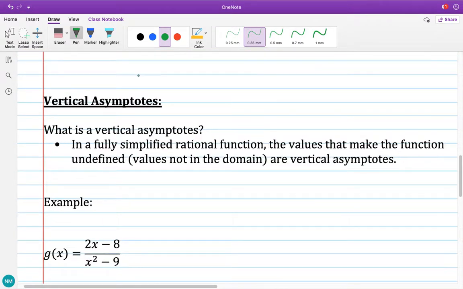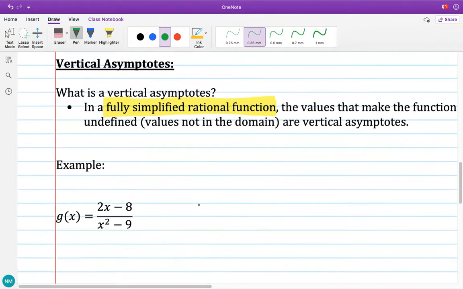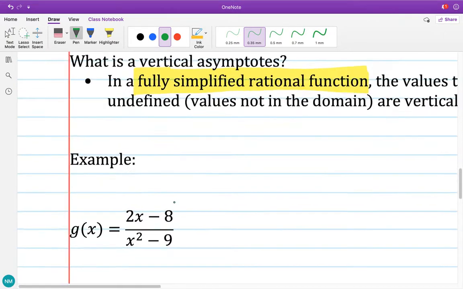What's a vertical asymptote? In a fully simplified, I'm going to keep emphasizing this, fully simplified rational function, no common factors other than one, the values that make the function undefined, or the values that are not in the domain, are the vertical asymptotes. So that is why finding the domain is really key here. So let's do an example.